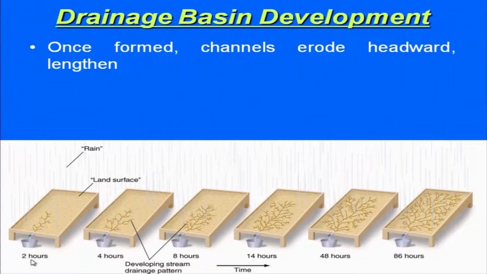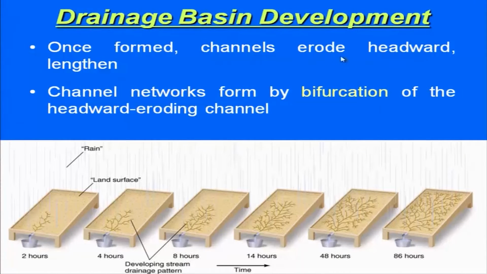but slowly what you see is that this is the experiment which was conducted for 2 hours and lasted up to 86 hours, where along the slope you have the formation of small streams here. It will keep on eroding headward, resulting in the lengthening of the main channel by the addition of smaller streams. So the channel network is formed by bifurcation of the headward eroding channels.